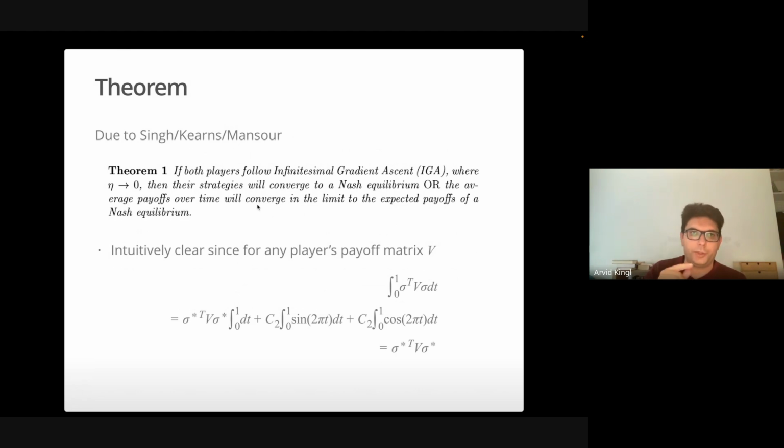Which is kind of cool. So that already shows that using these IGA rules, at least for this two-player, two-action game, you can get the value of the Nash equilibrium without ever actually reaching it, which is useful, if you will.